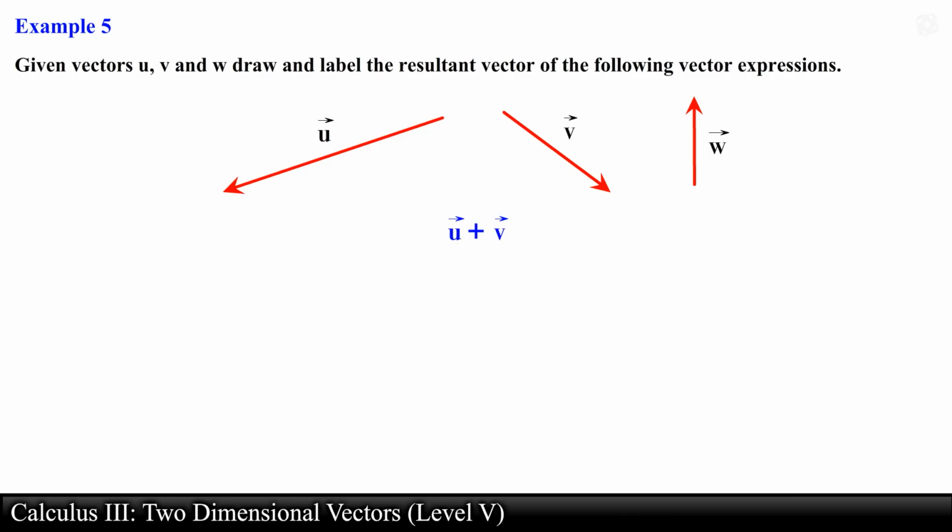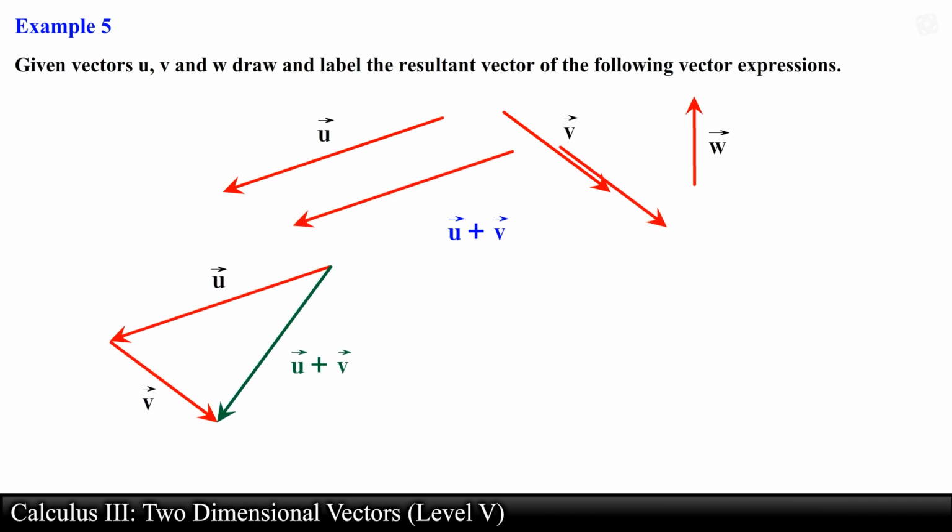So we go ahead and align the tail of vector v with the head of vector u as follows. The resultant vector will then have its initial point located at the tail of vector u and its terminal point at the head of vector v.